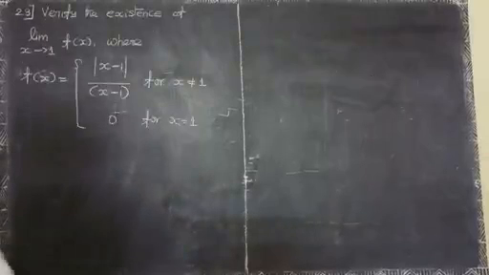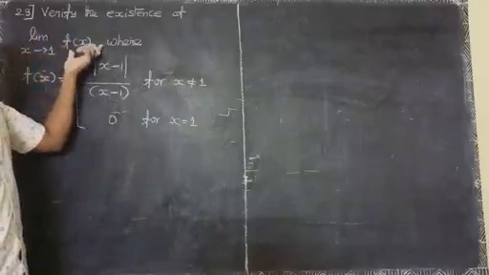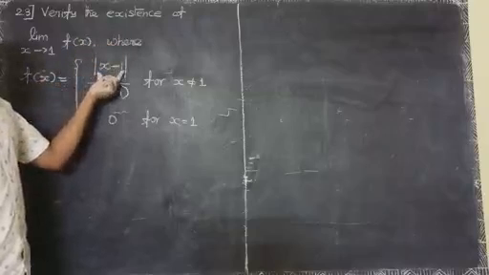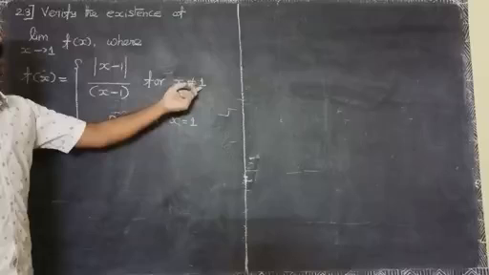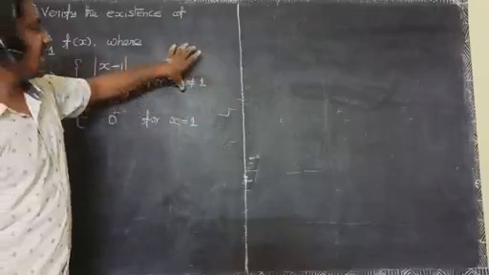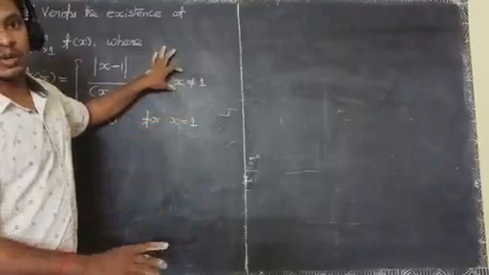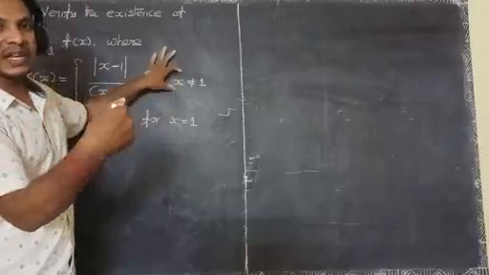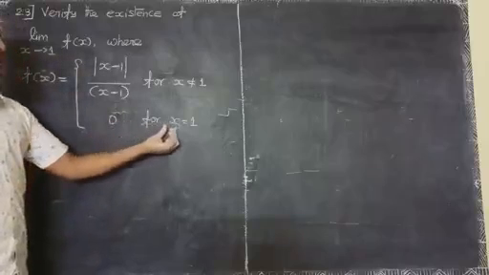Question number 23. Verify the existence of the limit as x approaches 1 of f(x), where f(x) equals the absolute value of (x minus 1) divided by (x minus 1) for x not equal to 1. It means x approaches 1 from either side, that is, from the right side and the left side. Otherwise, f(x) equals 0 for x equal to 1.